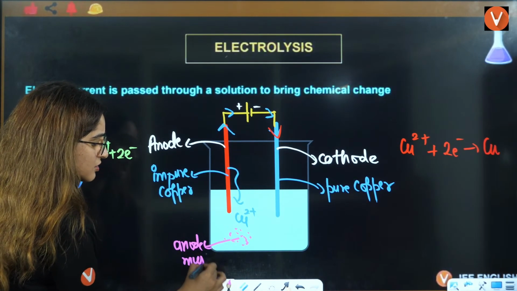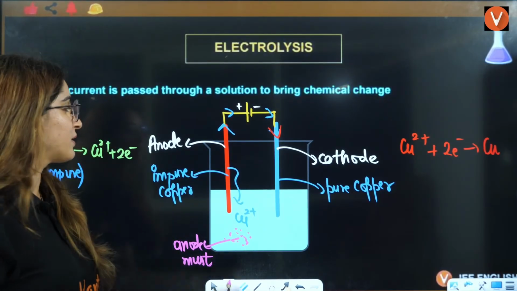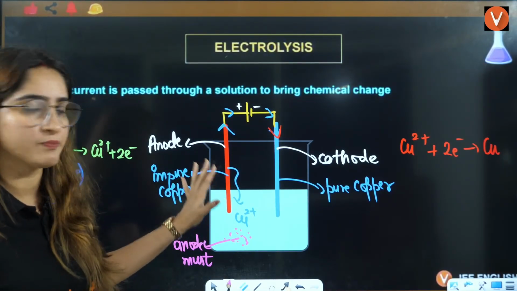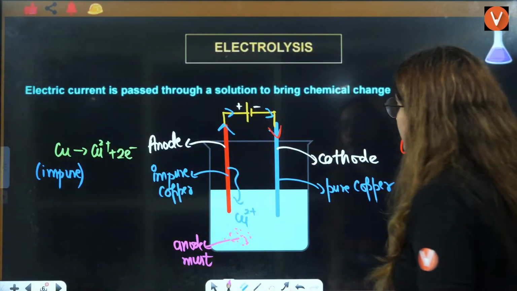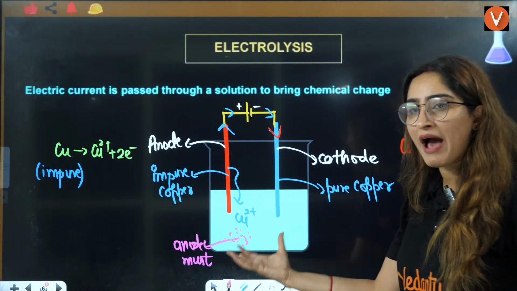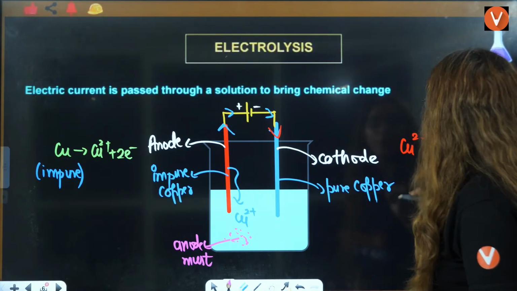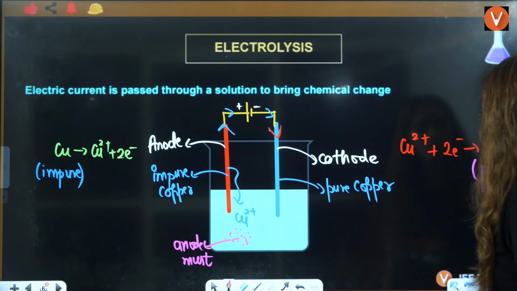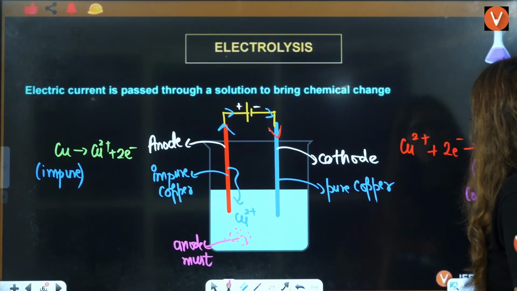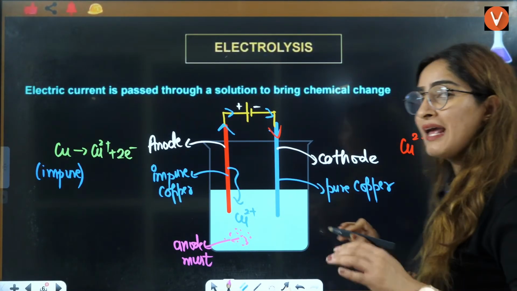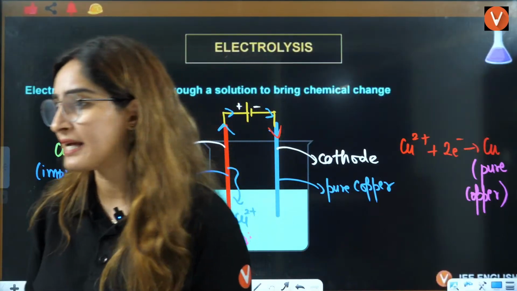The dust and impurities must be there in this anode of impure copper, right? And here what will happen? Copper 2 positive ions in the solution will pick up these electrons and be converted into pure copper. So what we are forming here is pure copper. So that's how electrolysis works, right?